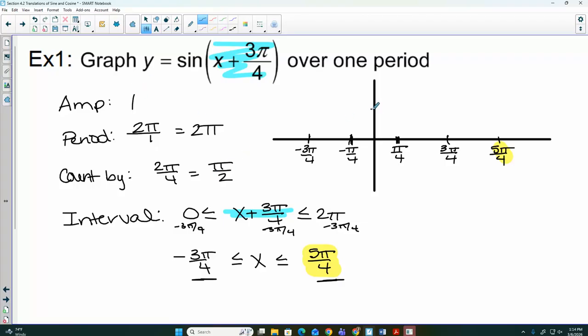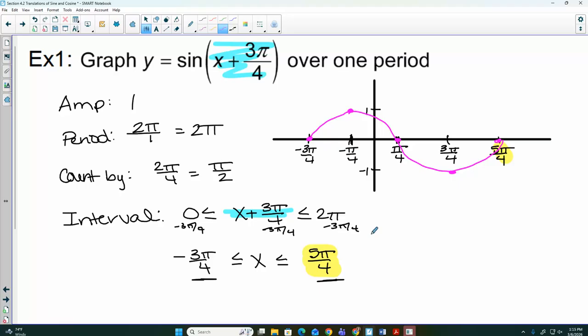All right, my amplitude is 1, so high point 1, low point negative 1. Okay, sine. How does the graph of sine begin? At its 0 point. So my first point, the negative 3 pi over 4, that's when we're at 0. And then sine goes up. So my next x-axis point, I go up to 1. At pi over 4, I'm back to 0. 3 pi over 4 is negative 1. 5 pi over 4, I'm back to 0. And that is my graph.